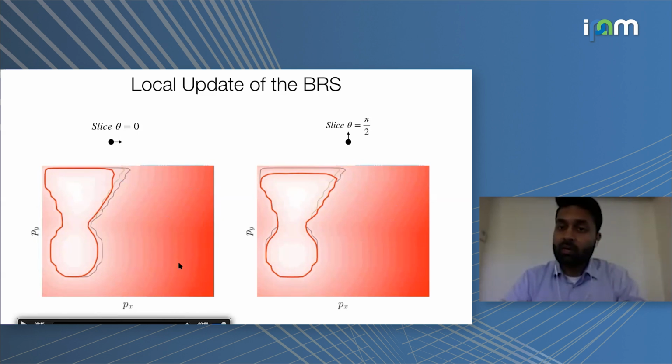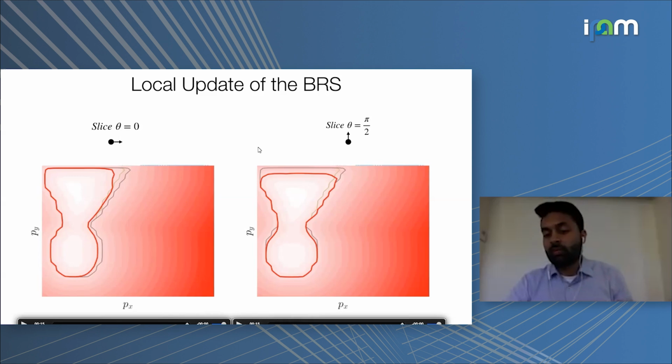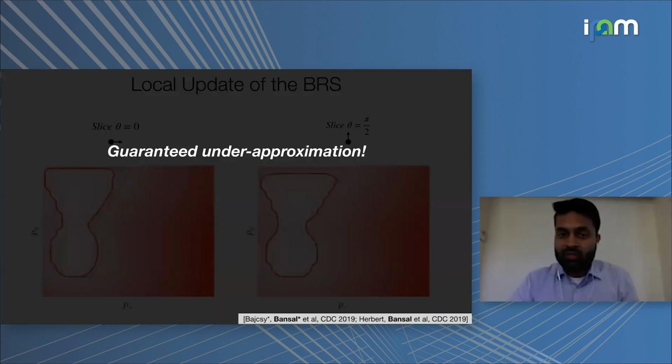But the nice thing about this local update method is that you saw this blue boundary never touches the lower half of the state space. And that's where our computation savings are coming from. So first and foremost, we can prove that this somewhat intuitive idea actually leads to the guaranteed underapproximation of the safe set.